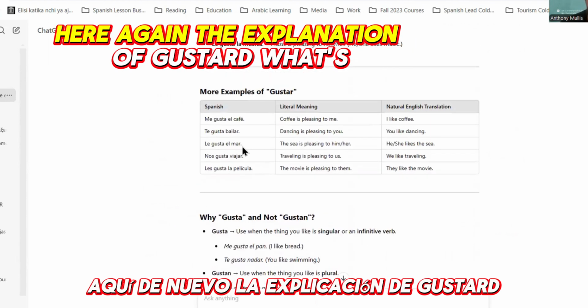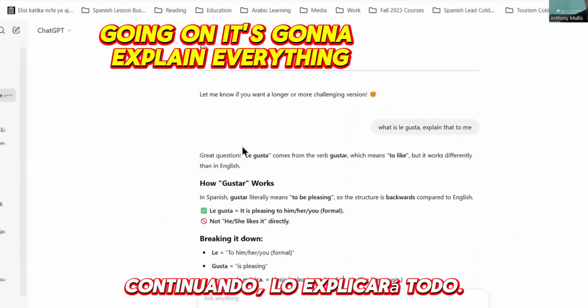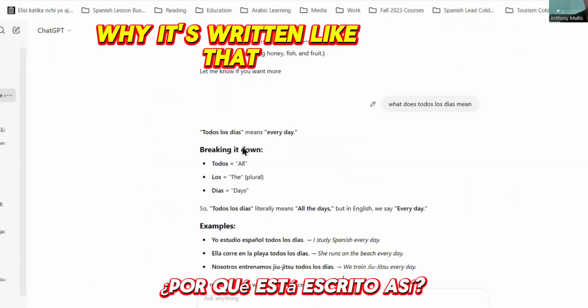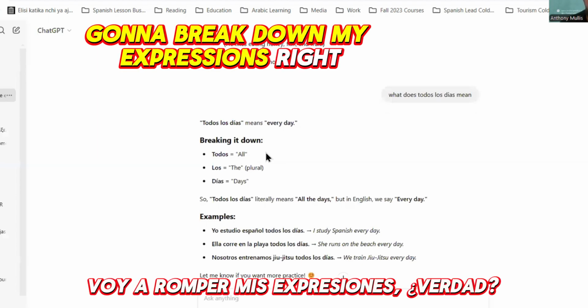Here again, the explanation of gustar, what's going on. It's going to explain everything, how it works, right? Why it's written like that. I'm going to break down my expressions, right?